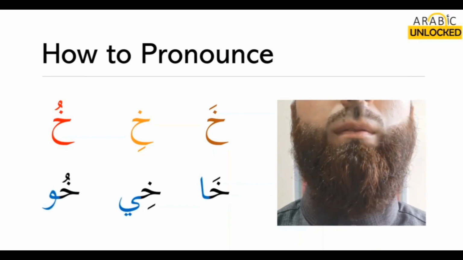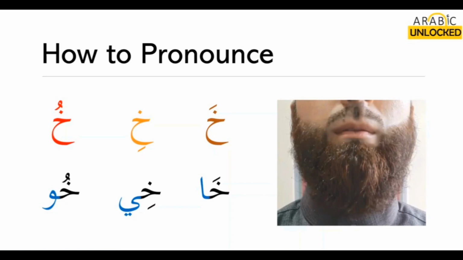So as we saw in the video, the sound that Kha makes when it has a fatha above it is Kha, with a kasra below it is khi, and with a dhamma above it, which is the curly shape, it makes the sound khu. With the long vowels, with an alif, the Kha makes Kha. With the long vowel ya, the Kha makes the sound khi, and with the long vowel waw, the Kha makes the sound khu.